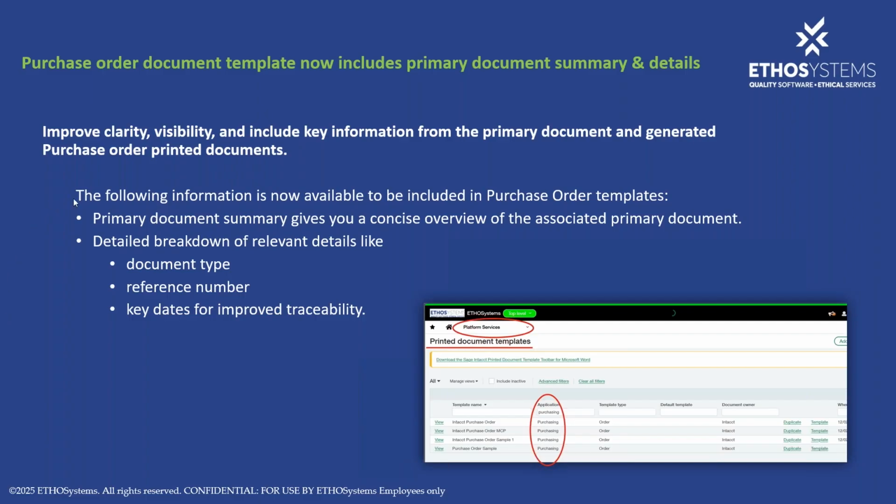But here, it is going to now give you that primary document summary, a more concise overview of the associated primary document. Okay, so it gives you a detailed breakdown of relevant details, like the original document source, what the document number is, the reference number is, and any key dates for improved traceability. So again, if you go to the system where I showed you, and you want to filter through, you can start taking a look at those.